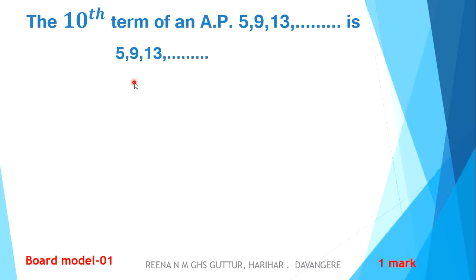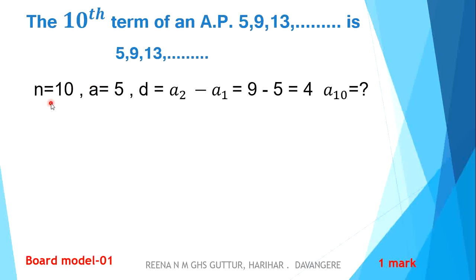From this AP you can decide that the first term is A, that is A is equal to 5, and the common difference between the second term and first term is 4, that is A2 minus A1 is equal to 9 minus 5, that's equal to 4, and n, the 10th term, so n is equal to 10. So look here students, n is equal to 10, a is equal to 5, d is equal to 4. We have to find out a10.